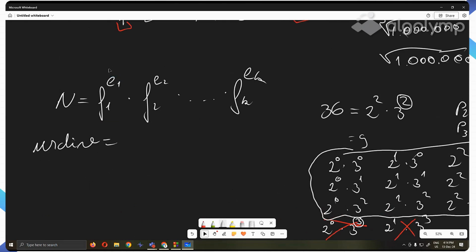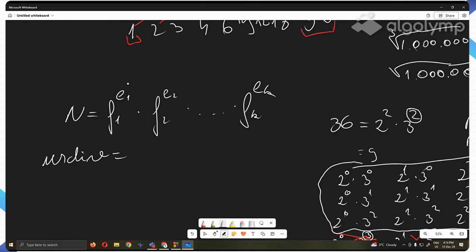If the first prime f1 is raised to the exponent e1, it means that the divisor can be of the form f1 to the power of 0, f1 to the power of 1, and so on, up to f1 to the power of e1. Okay. How many values do I have here? e1 plus 1 values. And how many values can the second take? e2 plus 1.